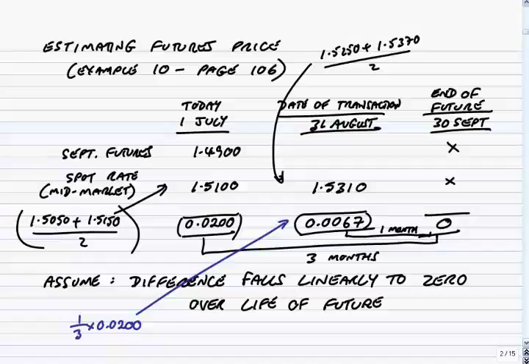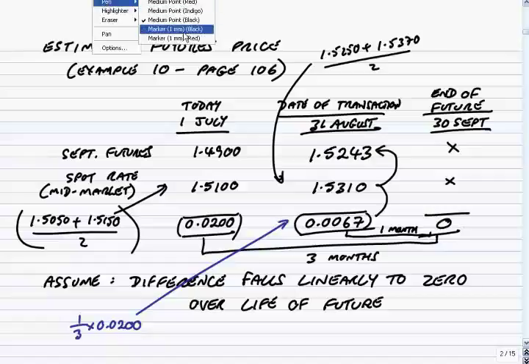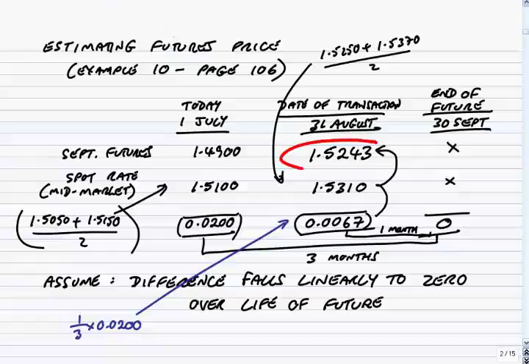And of course now we can estimate the futures price. At the moment the futures was 0.02 below the spot. Well, on the 31st of August, on our assumption, it'll be 0.0067 below the spot. Which I get to be 1.5243. There is our estimate of the futures price on the 31st of August.